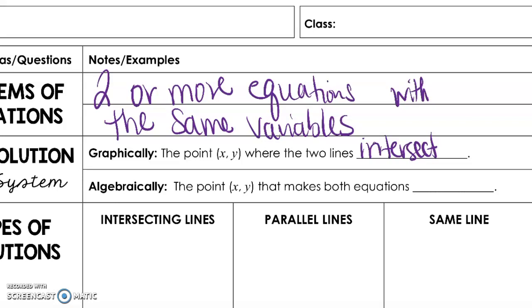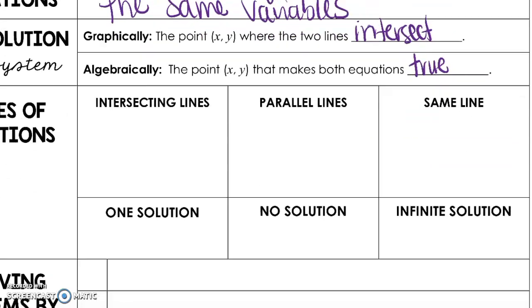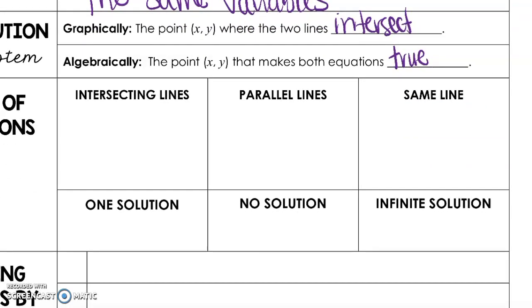When you solve it algebraically, you're looking for the ordered pair that makes both equations true. Now you can still check your answer with your equations even if you graph it, and we'll show you that as we move along. So what you will have is two different equations that you're graphing. So three different things can happen. You can have two lines that intersect. So you'll graph a line and you'll graph another line and you'll look for the spot that they intersect.